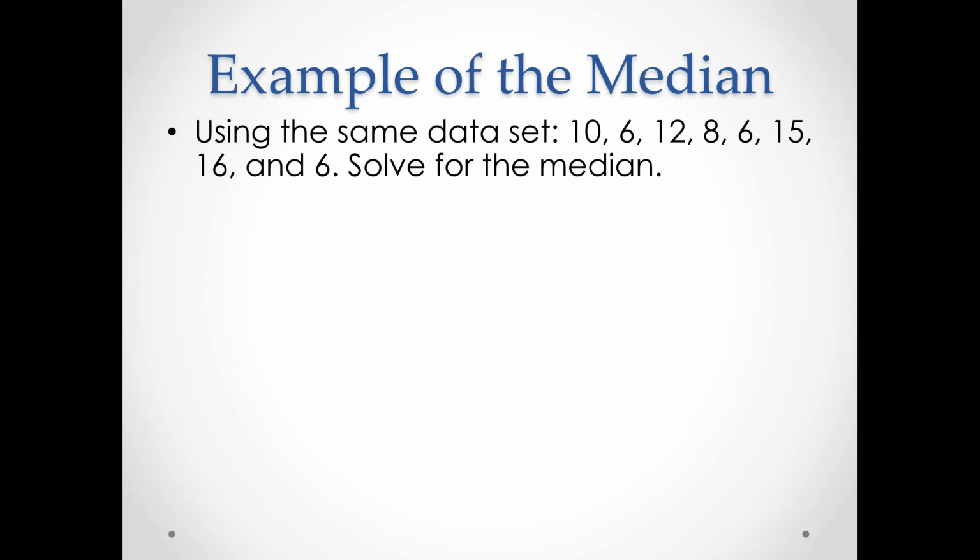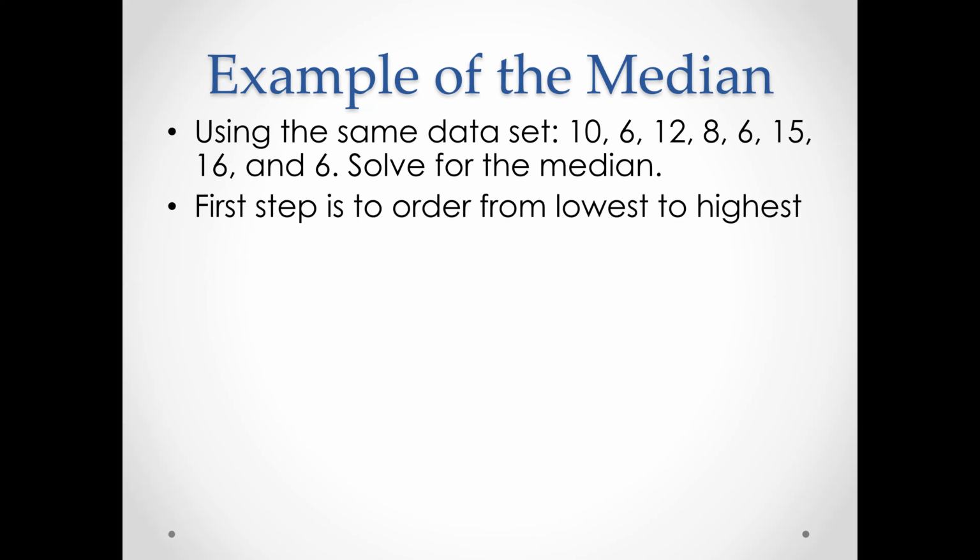So using the same exact data set that we had for the mean, 10, 6, 12, 8, 6, 15, 16, and 6, we're going to solve for the median. So again, the first thing we're going to do is we're going to order it from lowest to the highest number. So I have done that. And again, we have in this case 8 different numbers.